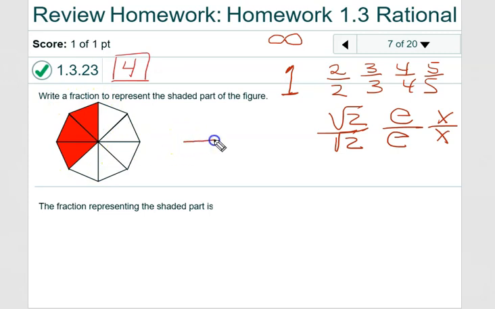Okay, so one of the things here, if we are to write a fraction representing this, is what would our denominator be? That is, how many parts is this figure divided into equal parts? And the answer is 8. Now, how many of those are shaded? Well, 3/8. So that's the answer here, but we also gave you some background information.